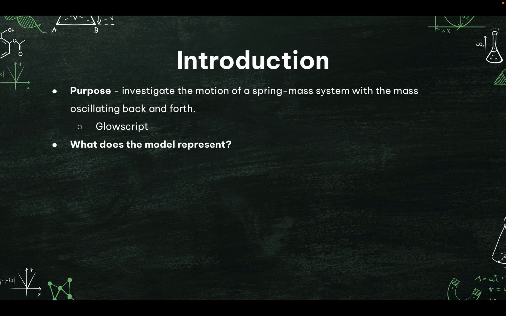Introduction. The purpose of this lab was to investigate the motion of a spring mass system with the mass oscillating back and forth. This is similar to lab 4 oscillations, but in this case my model is entirely computational and the mass is moving on a spring on a flat frictionless surface. The model will represent the energy principle of the total energy being equal to the kinetic energy and the spring potential energy. We will see that with my computations.